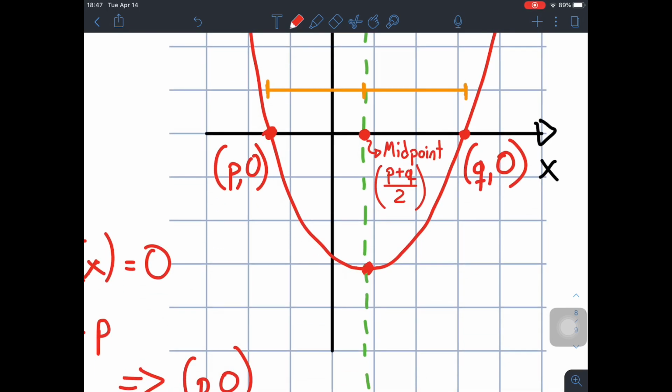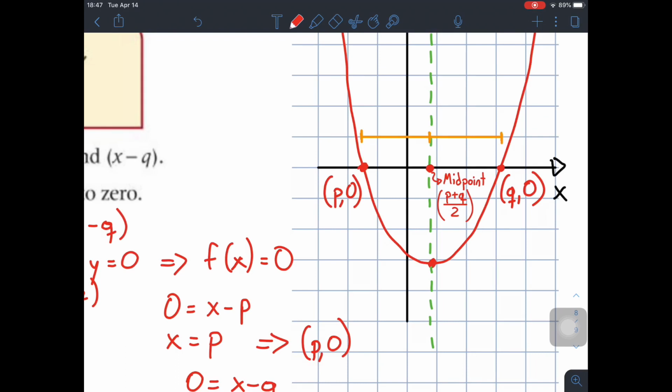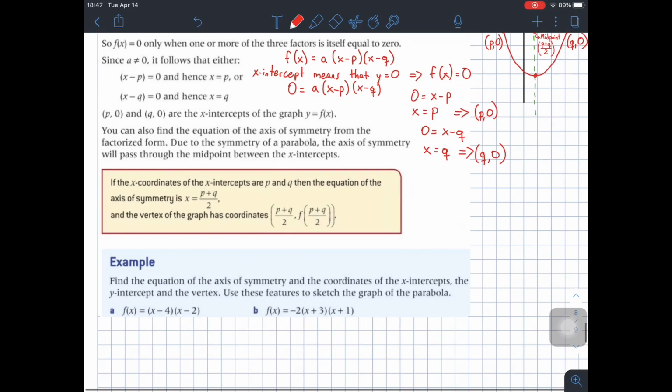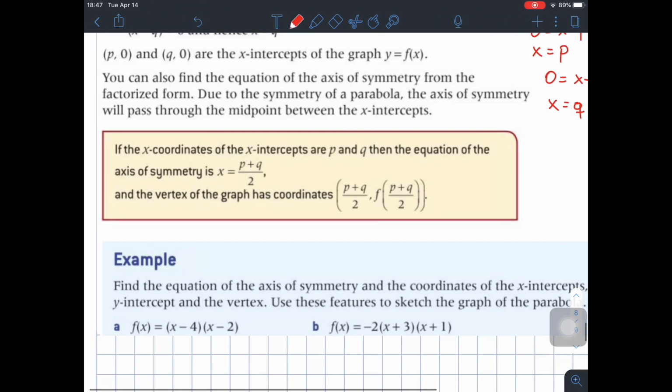So the midpoint would be p plus q divided by 2. It's like finding an average, right? That's the midpoint. So the axis of symmetry can be found using this small equation we have here, p plus q divided by 2. And that's what is explained in this box over here. If the x-coordinates of the x-intercepts are p and q, then the equation of the axis of symmetry is x equals p plus q divided by 2.